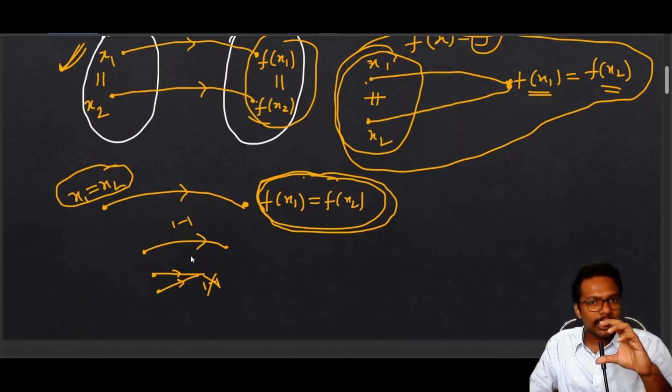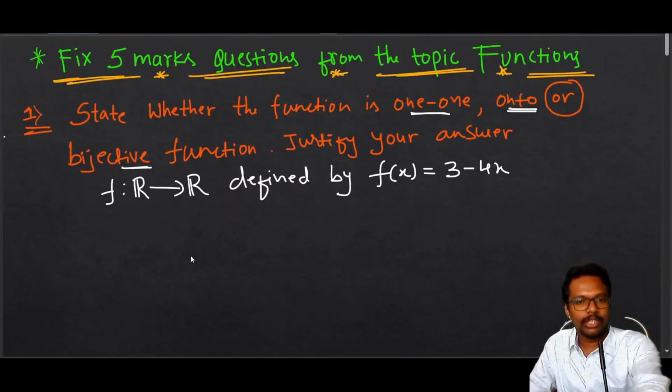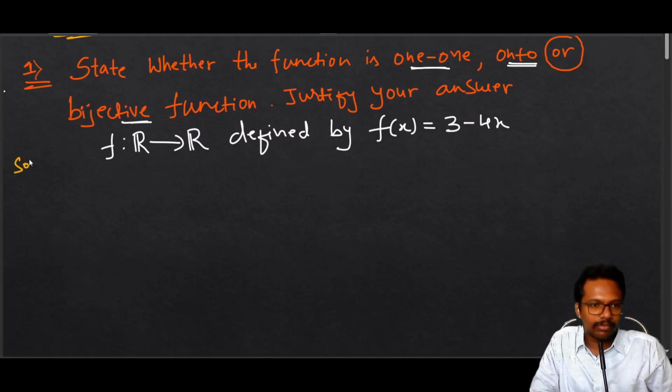So our main target is assuming f of x1 equals f of x2, meaning the codomain part. If I assume both codomain elements are equal, then what will the domain part be? If the domain part also becomes equal, then obviously it is a 1-1 function. If the domain part does not become equal, then it is not a 1-1 function. I hope you understood the concept. Now let us solve the problem. So first, the 1-1 solution: we have to check for 1-1.